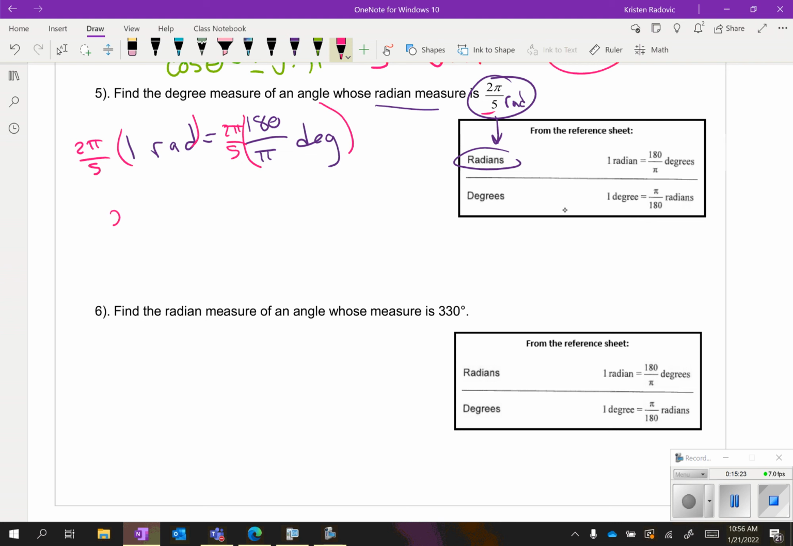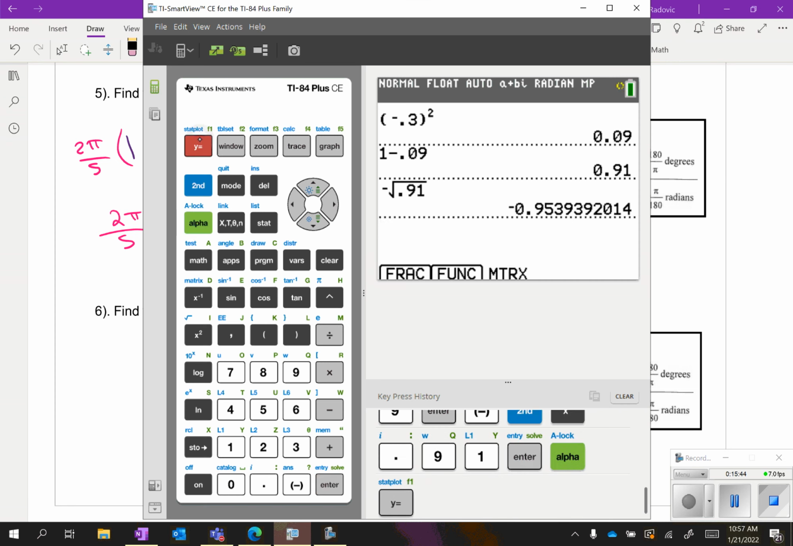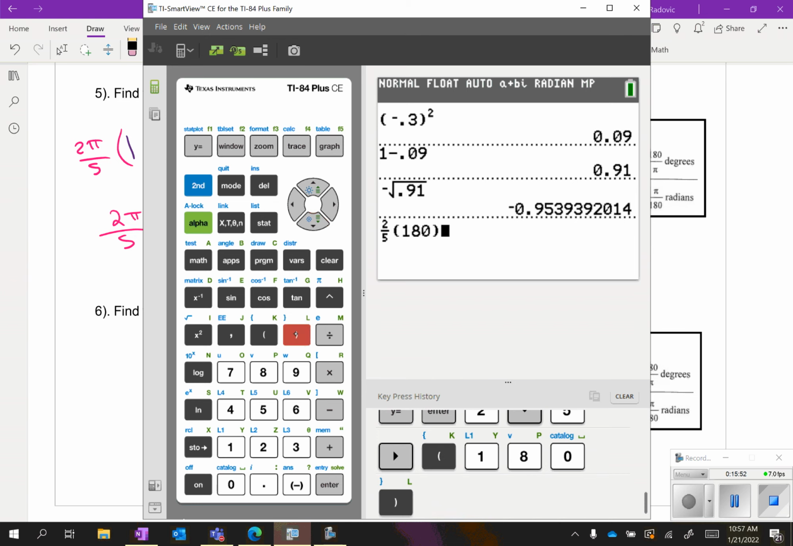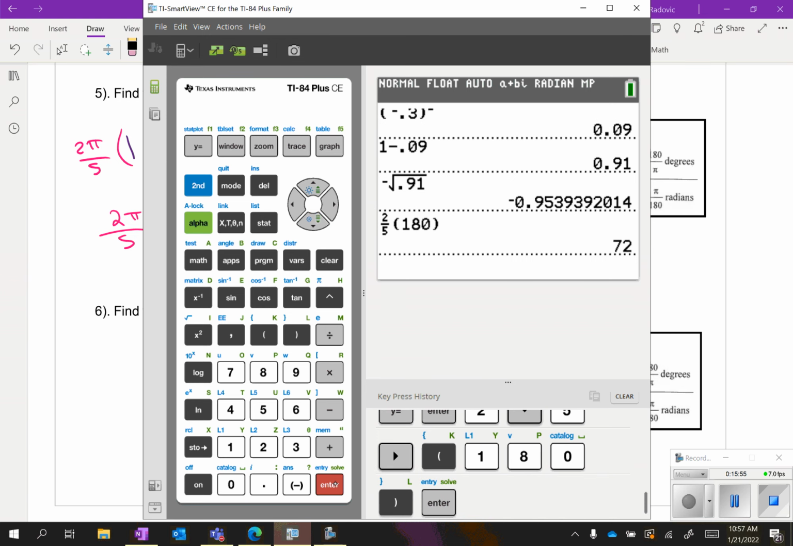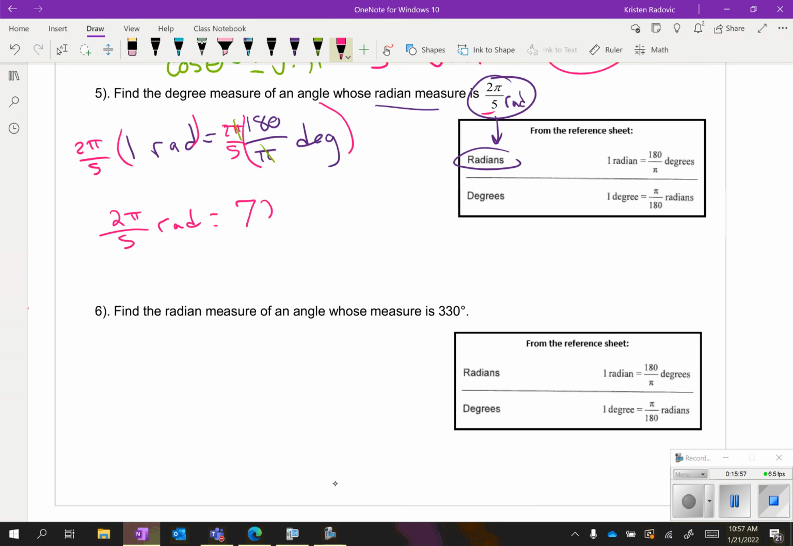Now this says 2 pi over 5, because anything times 1 is itself, radians. That makes sense. We had 2 pi over 5 radians. On the right side, you're going to have to evaluate it. Just know that your pi's cancel out because one's in the numerator and one's in the denominator. So what we're going to do in our calculator is 2/5 times 180 because the pi's canceled out. And you're going to get 72. So this is equivalent to 72 degrees.